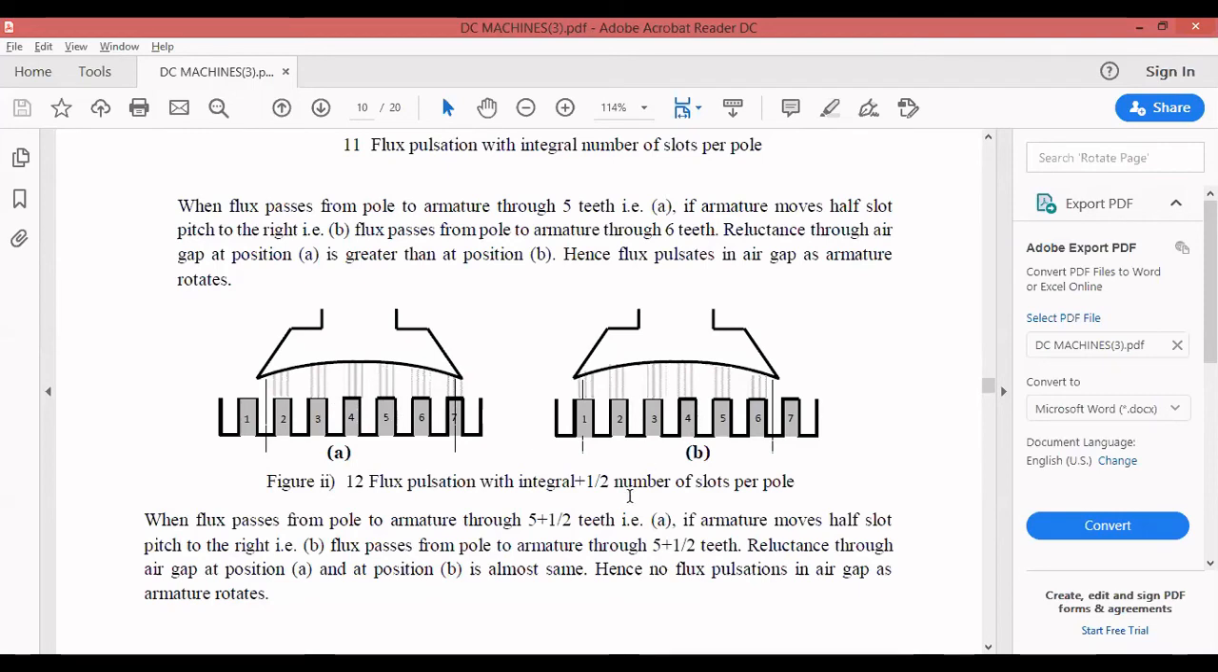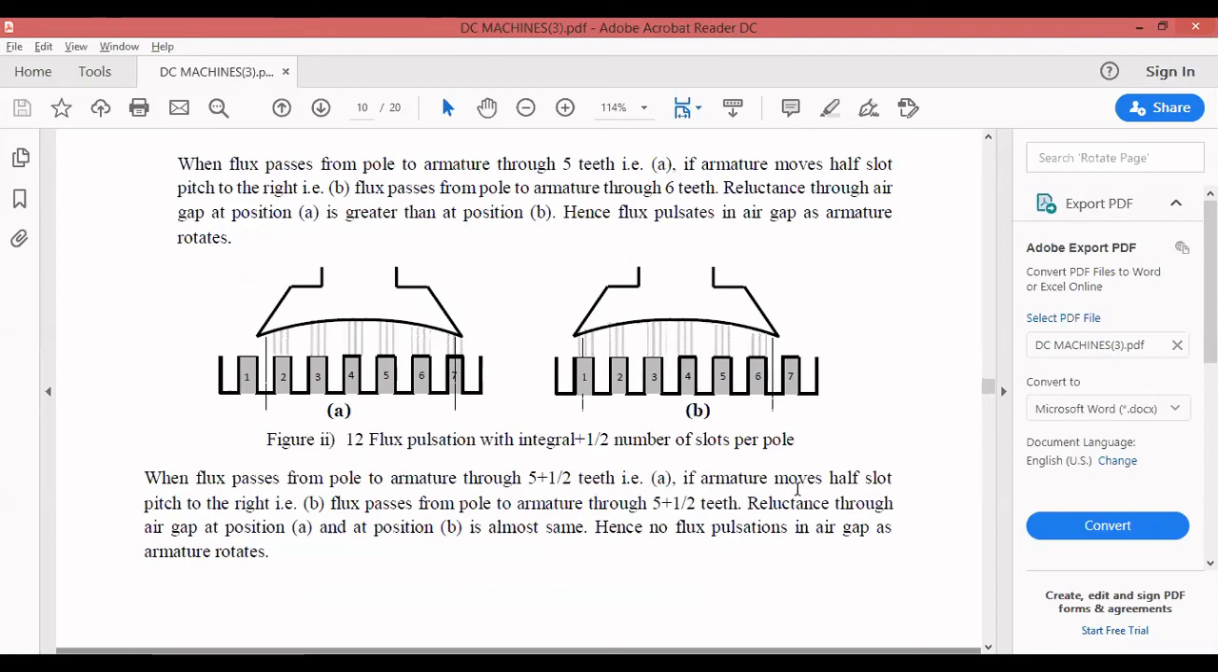Now if the armature moves half slot pitch to the right, if the armature rotates to the right side by half slot, you can see in this figure the armature rotates by half slot. This point will come exactly at half slot here. Then how many teeth come under the pole arc? 1, 2, 3, 4, 5, 6.